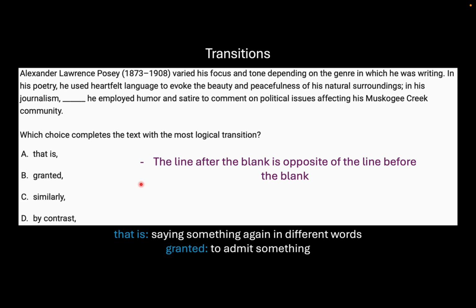Or to summarize basically. B, granted. Granted means to admit something, and in here, they're not admitting anything. So this is also wrong. C, similarly. Similarly is used to show a similar but new idea, and no, this is not a similar but new idea. But D, it says by contrast. By contrast means that the two things are opposite of each other, and we can see that the line after the blank is opposite of the line before the blank.